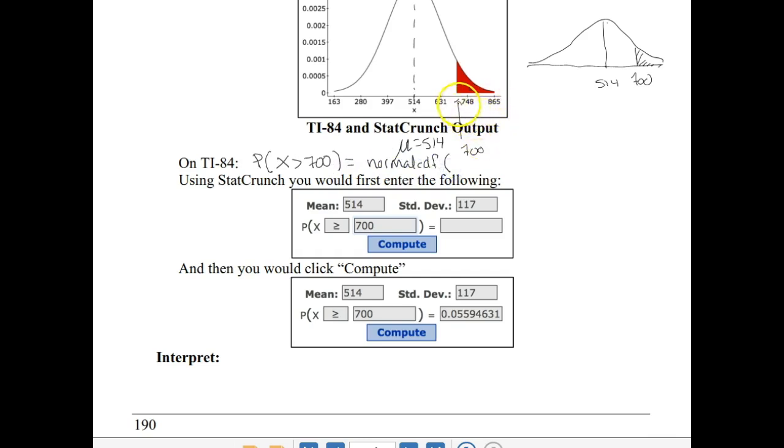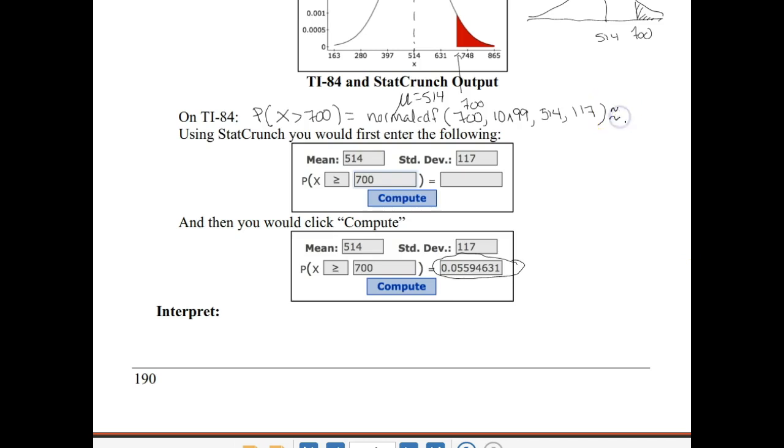Again, from our picture, we can see that the shaded region reading left to right starts at 700, runs off to infinity. Again, you can't get an infinity for a score on the SAT, but again, the mathematical model that we use to describe the situation, those normal curves extend on the x-axis from negative infinity to infinity. And then our mean that they gave us was 514, and the standard deviation was 117. Okay, so this comes out to be about 0.0559, or about 5.59%.